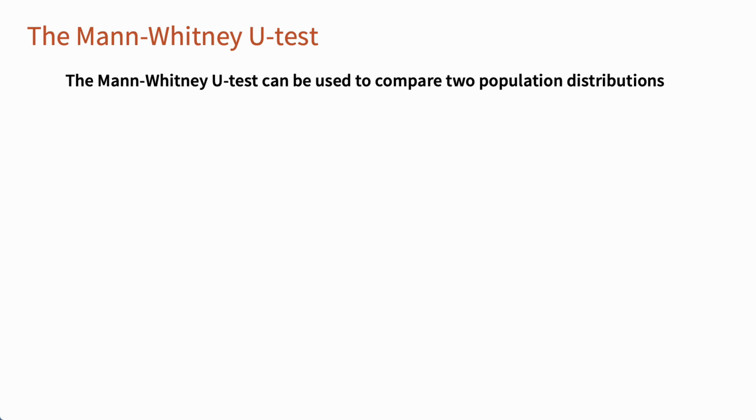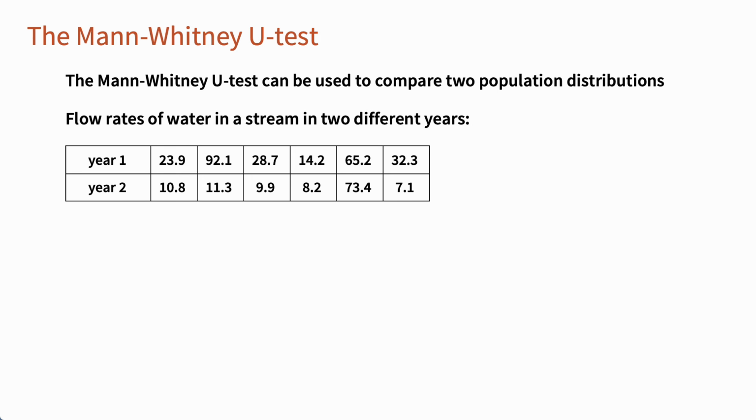Another common nonparametric test is the Mann-Whitney U test, which can be used for testing whether two population distributions have roughly the same shape and location. For example, consider data for flow rate of water in a stream in 2 different years and doing a hypothesis test to determine if the two flow rates are the same. The hypothesis test could be done using a t-test, but as in the previous example, the t-test may not be reliable due to non-normality of the population of flow rates.